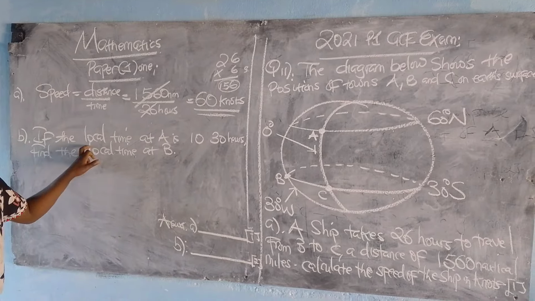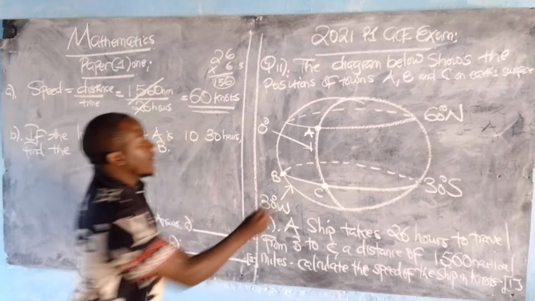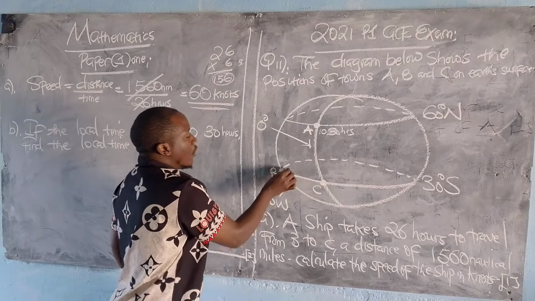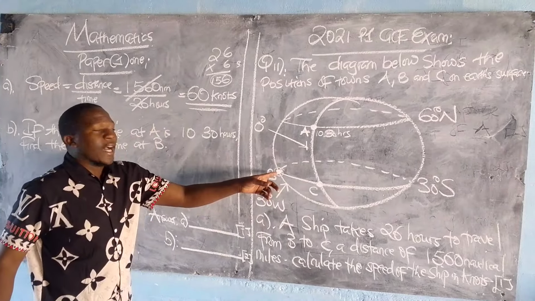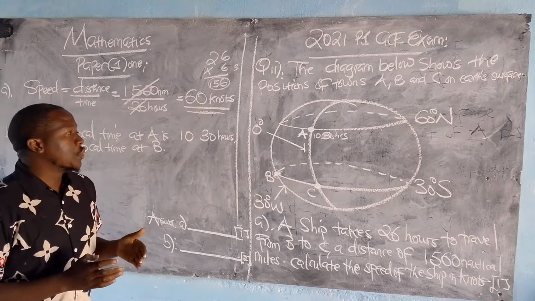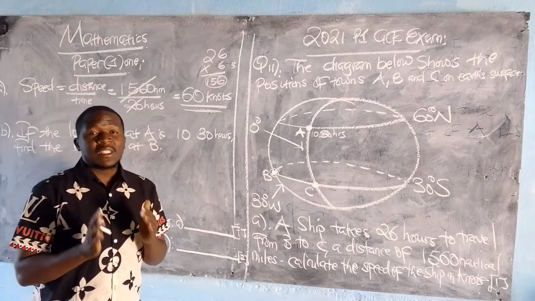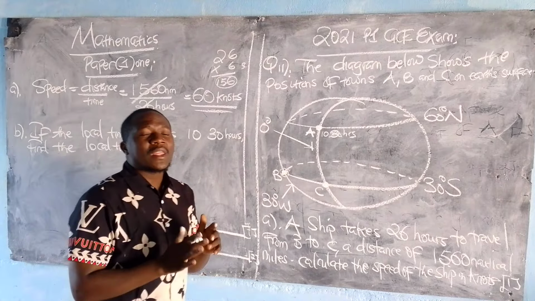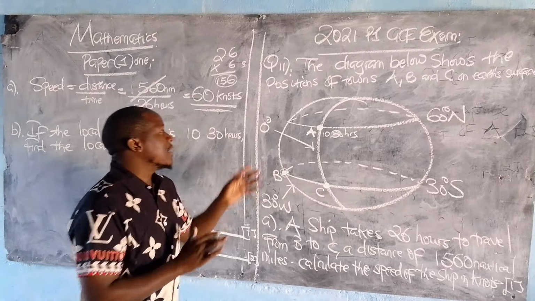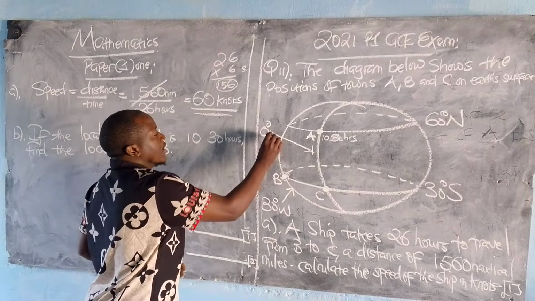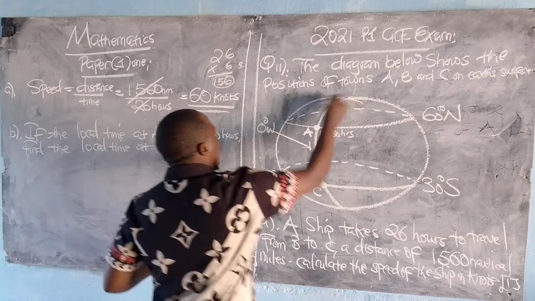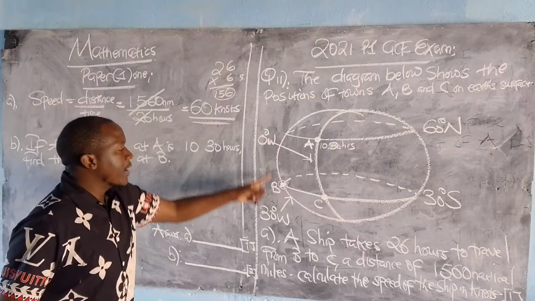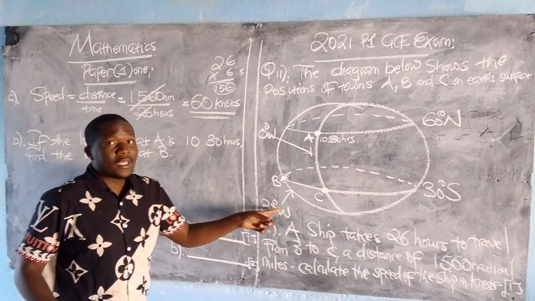B, if the local time at A is 10:30, so let's say at A here, it is 10:30. Now, we want to find the time at B. The first thing that we're going to do is find the difference in longitudes. This is 0 degrees. Even if it is indicated with a W, it simply means it is to the left. So this one is 0 degrees west, considering how it's drawn. So A is on longitude 0 degrees west. B is on longitude 30 degrees west.